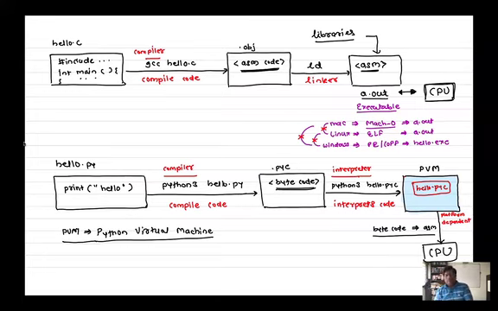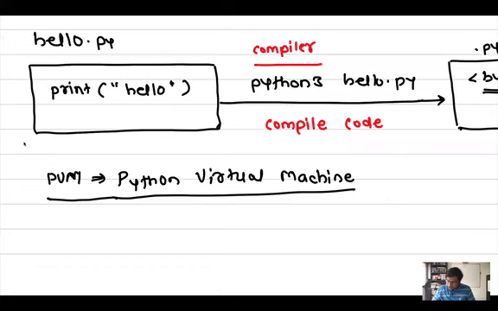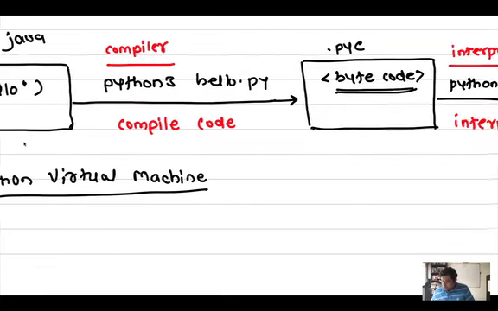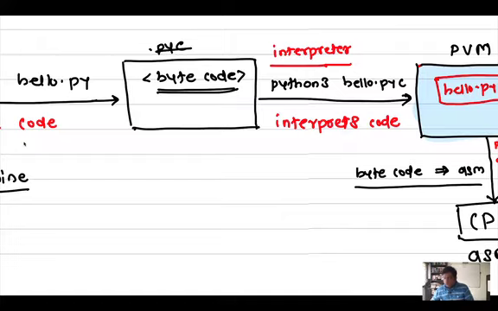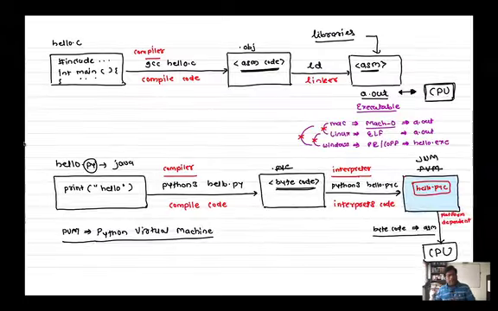Someone was asking, is it similar to JVM? Exactly similar to JVM. If you just change this Python's .py to Java, convert that PYC to temporary bytecode, and simply replace this PVM with JVM, the same story can be applied to the Java world as well. So this is exactly similar to Java.